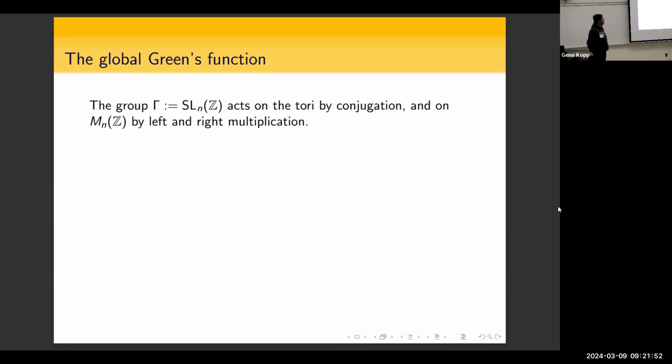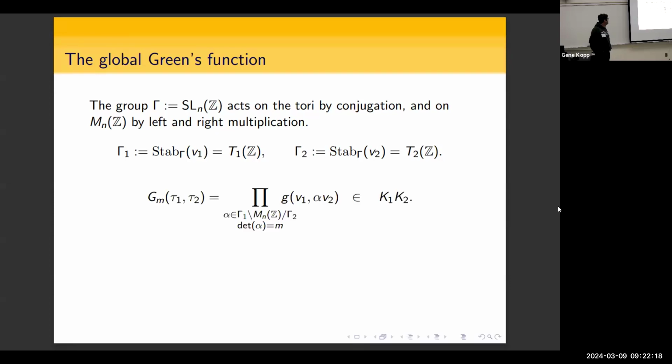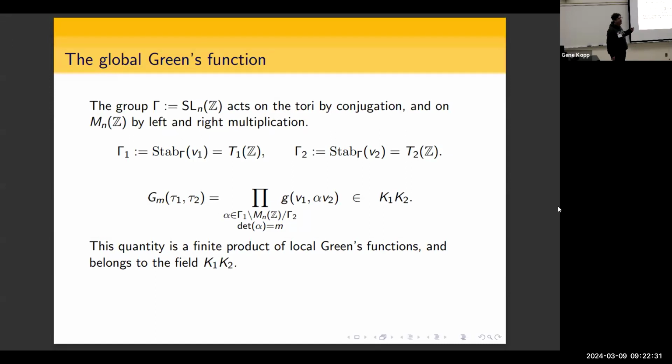Okay. And now we do what we did before. We try to package this into some kind of global object by making it invariant under SLnZ. So again, this acts on the tori, it acts on Mn of Z. So I take gamma 1 and gamma 2 to be the stabilizers of these vectors. And these stabilizers now are groups of rank n-1. They're isomorphic to the group of units in a totally real field of degree n over Q. And I take the same product over a double coset space, where now I take Mn of Z, the matrices of determinant m, n by n matrices with integer coefficients, and I take the product of these local things, G of V1, alpha V2. And again, this is a finite product, so it belongs to the compositum of the two degree n fields, K1 and K2. So it belongs to this field.